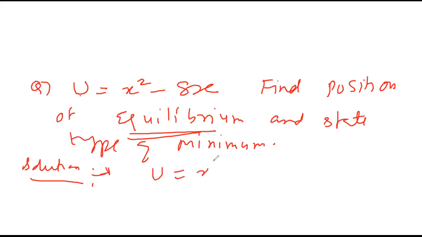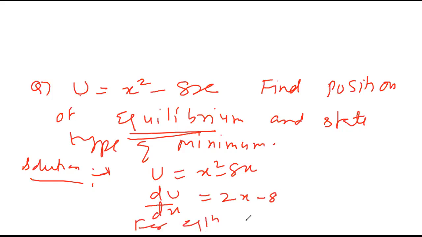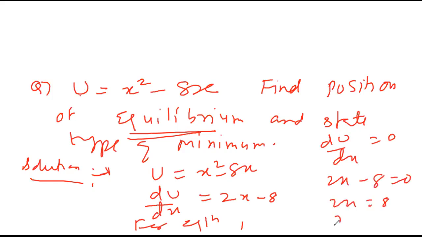So u is x squared minus 8x, du by dx will be 2x minus 8. For equilibrium, du by dx should be 0. That means 2x minus 8 is 0, so 2x is 8, x equals 4. So it will be at equilibrium when x is 4.